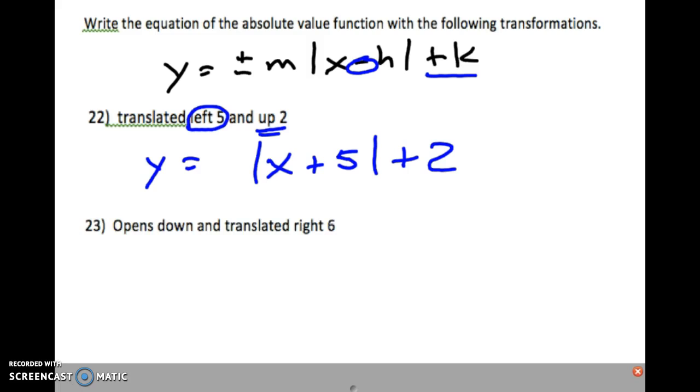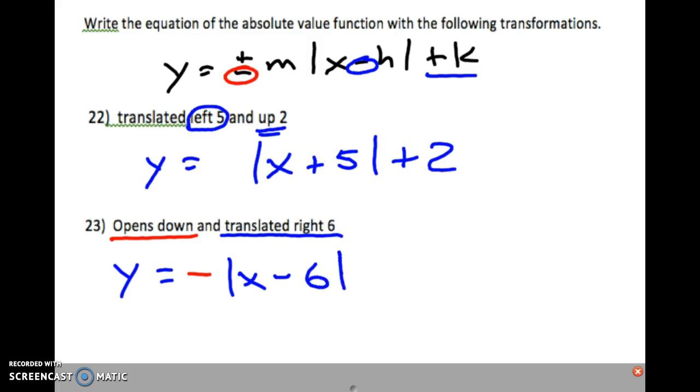Let's look at 23. Right off the bat, it says it opens down. That means we're going to want the minus sign. This one's getting translated to the right 6. So that's normally a plus 6, but because of the minus inside the absolute value, switch that around, so it's going to be a minus 6. And this has nothing else, so we are complete.